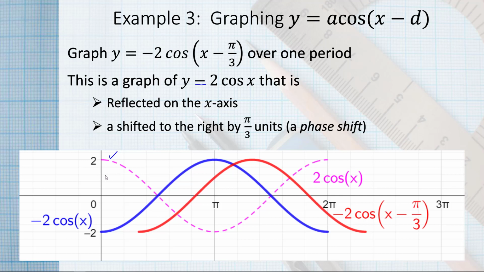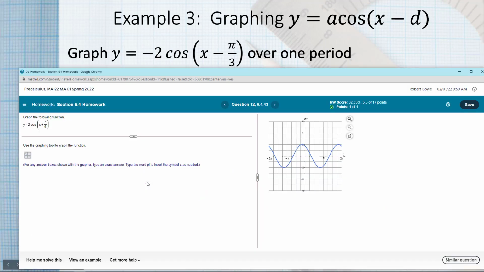The base graph would actually be y is equal to cosine x, which would start here and go down, scaling it up by 2. The negative sign is a reflection across the x-axis, and then a positive phase shift of pi over 3. How would we do this in MML? Well, I'm glad you asked.